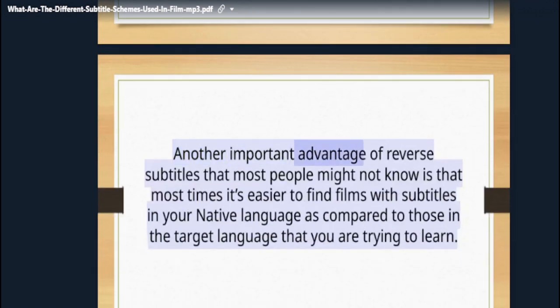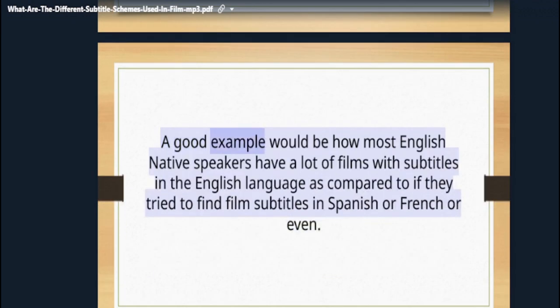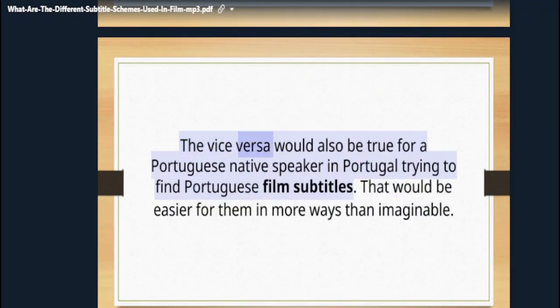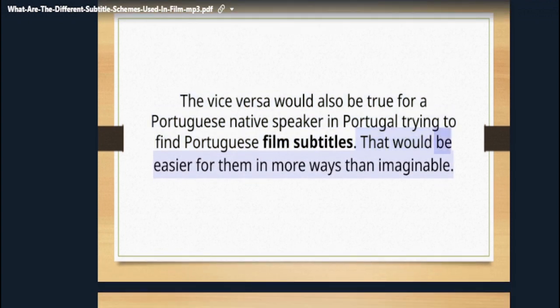Another important advantage of reverse subtitles that most people might not know is that most times it's easier to find films with subtitles in your native language as compared to those in the target language that you are trying to learn. A good example would be how most English native speakers have a lot of films with subtitles in the English language as compared to if they tried to find film subtitles in Spanish or French. The vice versa would also be true for a Portuguese native speaker in Portugal trying to find Portuguese film subtitles. That would be easier for them in more ways than imaginable.